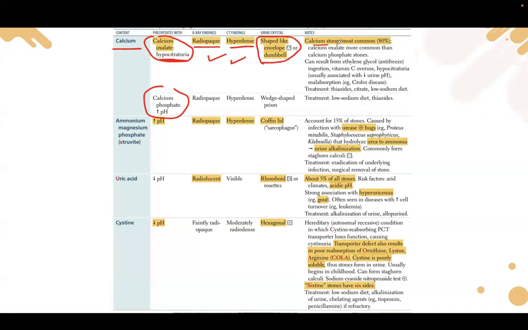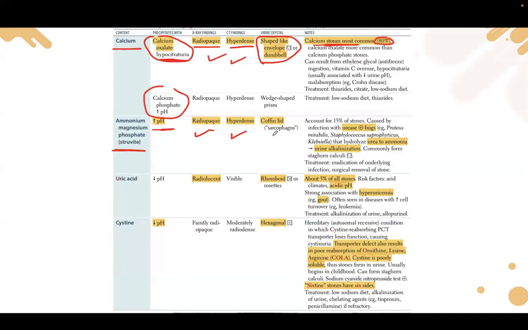And here we can see that it's basically the most common kidney stone, which is around 80% of the patients. Now let's move on to the next one, which is ammonium magnesium phosphate. It's associated with high urinary pH. It's radiopaque as well as hyperdense, similar to the calcium oxalate.